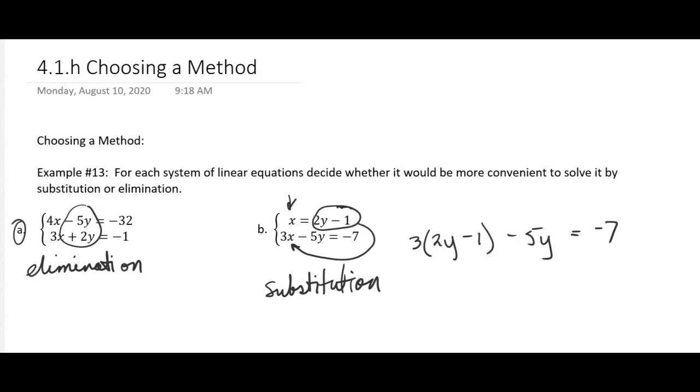Sometimes it might be hard to tell. If it's hard to tell, I'd probably go with the elimination method first, unless there's a variable you can get by itself really quick. But I generally try to avoid fractions if I can. All right, so that is how to solve a system of linear equations.